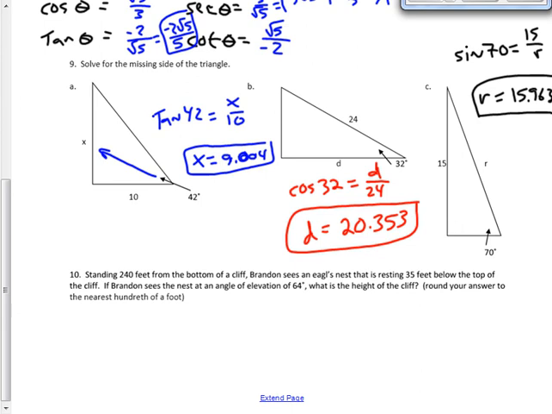When we look at solving for missing sides, we're using sine, cosine, and tangent. You are more than welcome to use the other 3 trig functions, but I think we're used to using SOHCAHTOA.